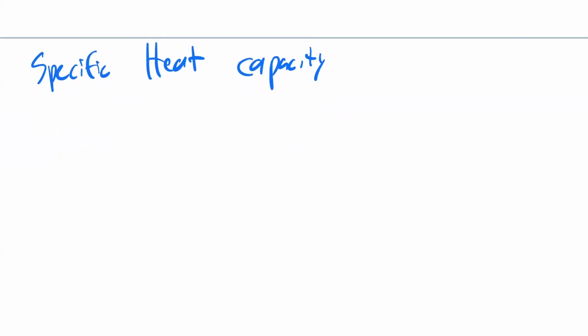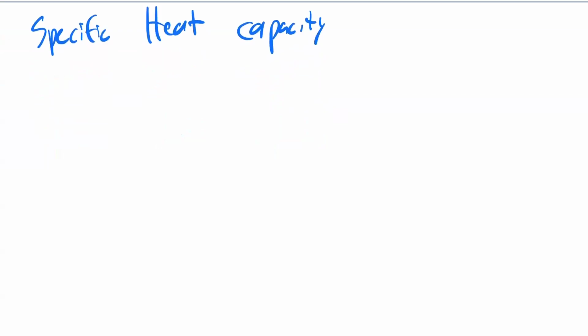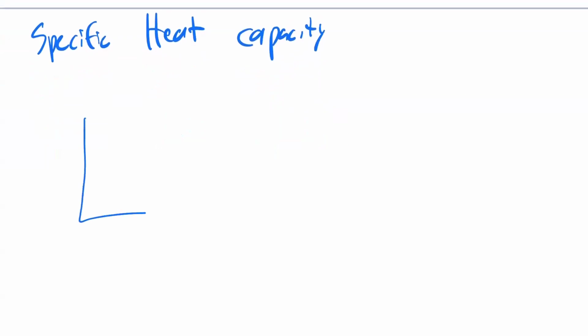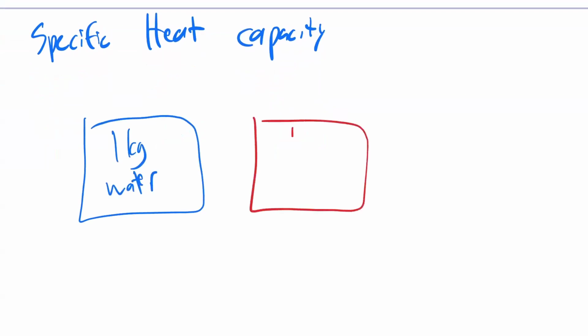Today, what is specific heat capacity? Specific heat capacity, by the very definition itself, is the amount of energy needed to change 1 kg of a substance by 1 degree Celsius. Sounds complicated, right? Let's look at a realistic example. Let's imagine I have 1 kg of water here, and then I have 1 kg of aluminium here. Different materials will have different specific heat capacities.